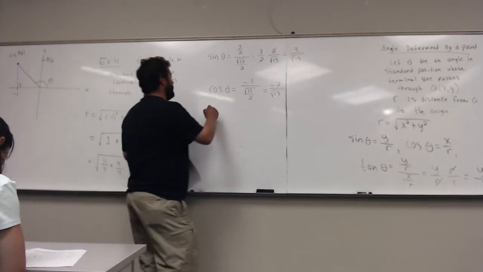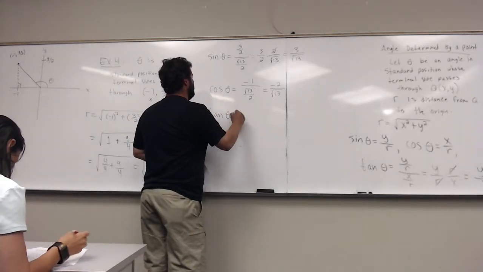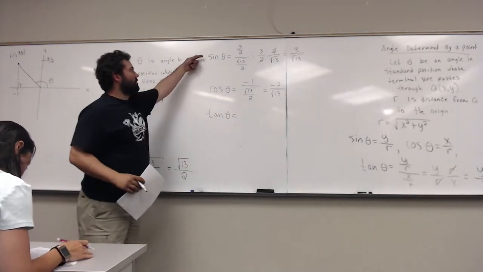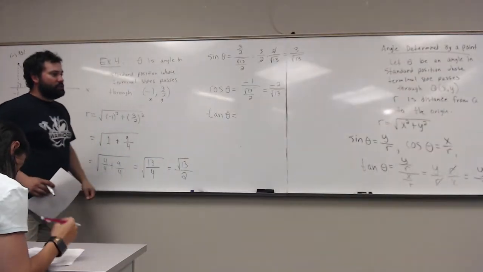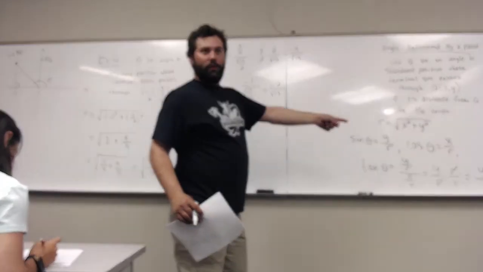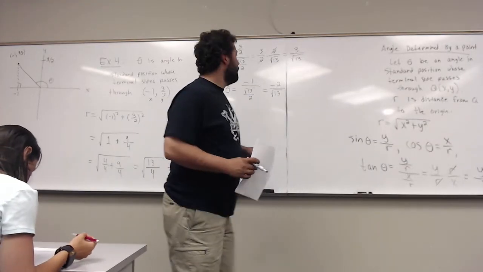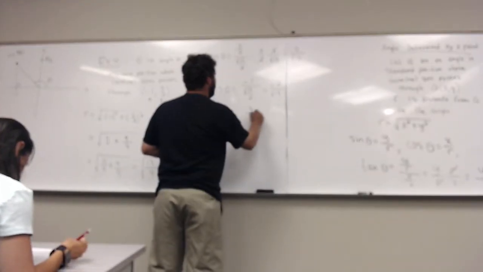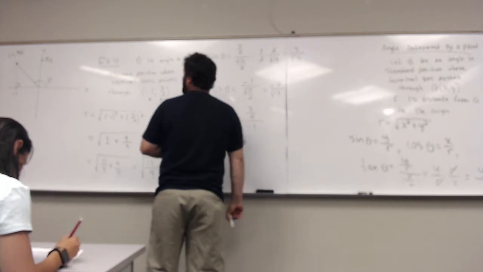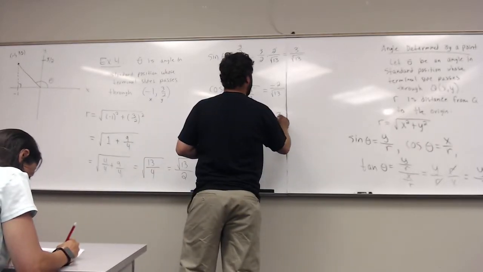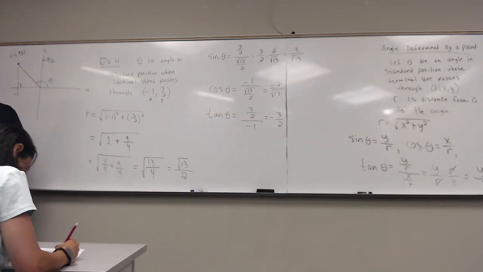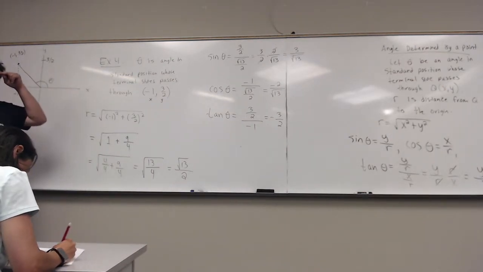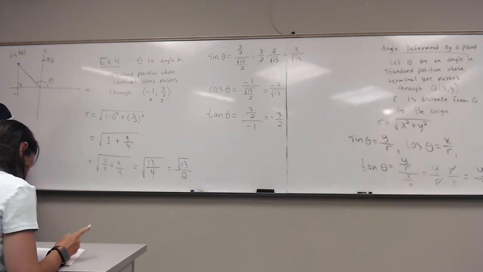So I just took the x-coordinate divided by the distance from the origin to the point. And then tangent theta, well, you can think of it this way too. It's just sine theta over cosine theta. However, I think it's easier to just use the formula of the y-coordinate over the x-coordinate. The y-coordinate is 3/2. The x-coordinate's negative 1. And then that just gives you a minus 3/2. So there's sine theta, cosine theta, tangent theta.